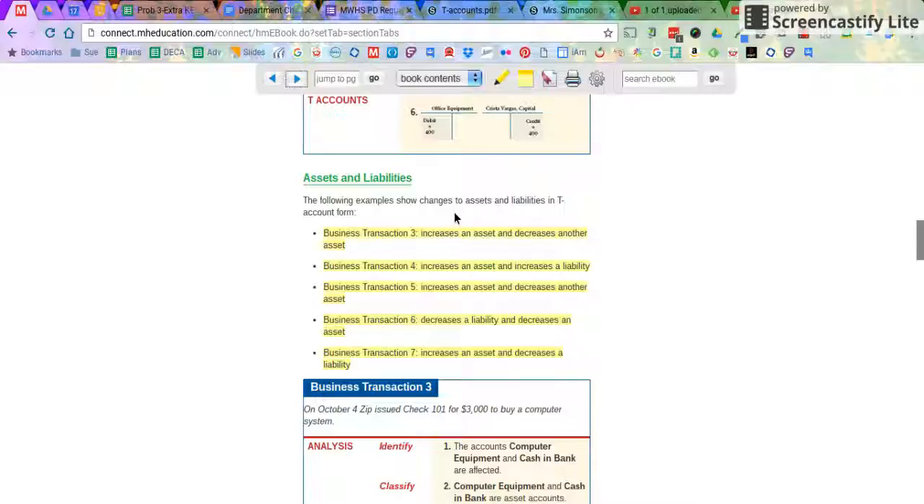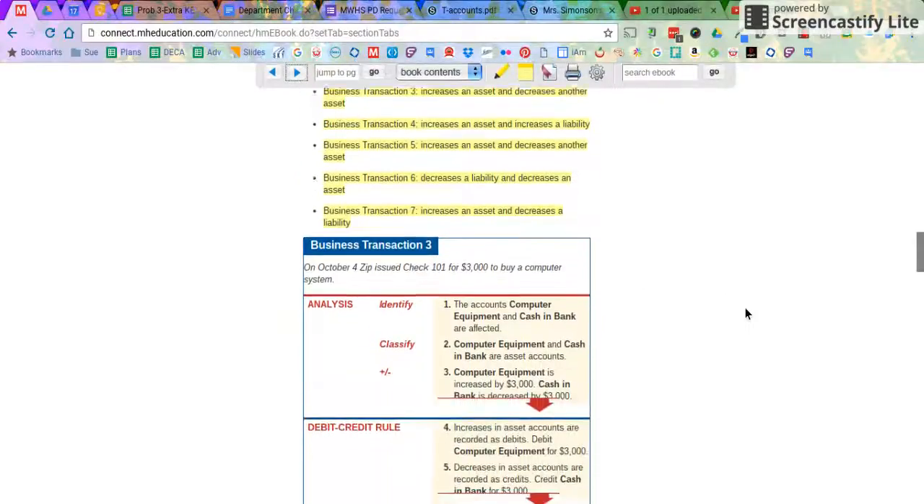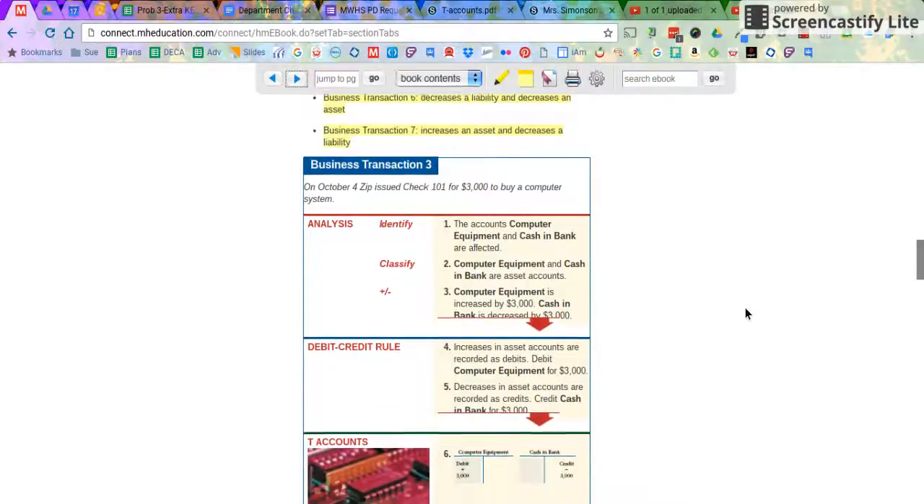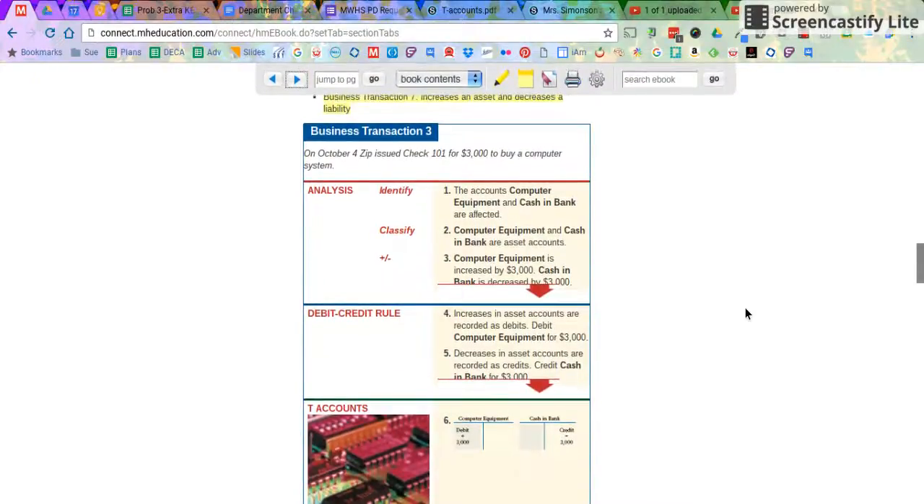Okay, so now in this section, we have a bunch of different transactions. We're going to have an increase to an asset and a decrease to an asset, so we're going to have a debit and credit rule for both, the same kind of asset. We're going to have an increase to an asset and an increase to a liability, an increase to an asset and a decrease to another asset, kind of similar to transaction 3 here. Transaction 6 is a decrease of a liability and a decrease of an asset, and then finally an increase of an asset and a decrease of a liability.